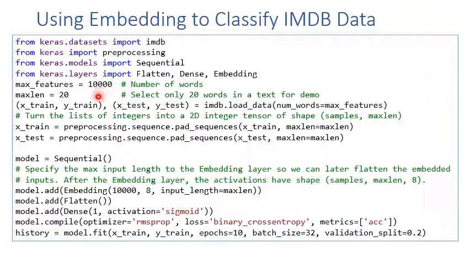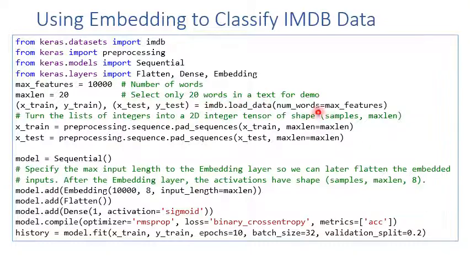Then we set the maximum length for each text to simplify this demo. The author, Chole, selects only 20 words from each review. Remember, the target problem is to classify reviews into positive or negative. By selecting only 20 words, this makes the model less accurate, but this code is only for demonstration. 20 words is not enough for a whole review.